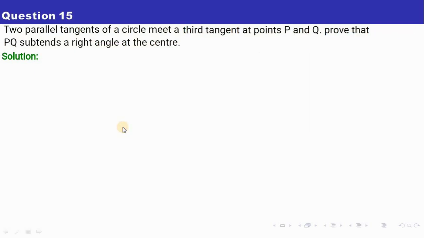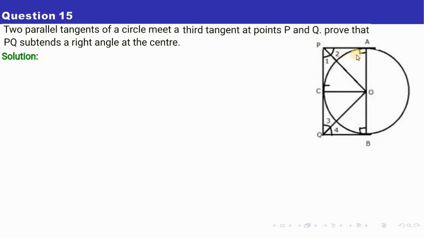Okay, let's have a look at question number 15. Two parallel tangents of a circle meet a third tangent at points P and Q. So let us try to understand the meaning of the first sentence. So there is a circle and there are two tangents. Okay, so two tangents meet the third tangent. So basically there are three tangents. Okay, so if you see here, this is one tangent, this is another tangent, and this is the third tangent.